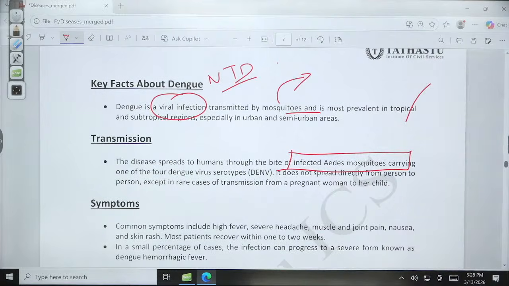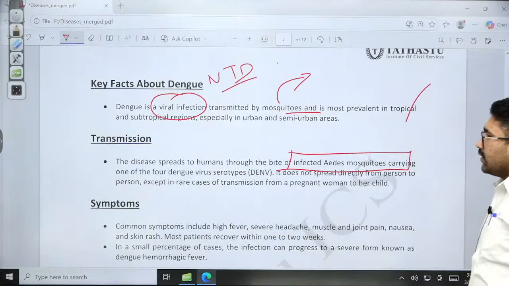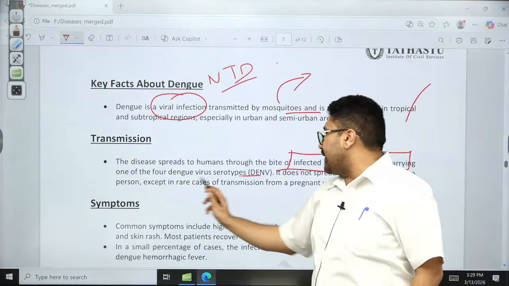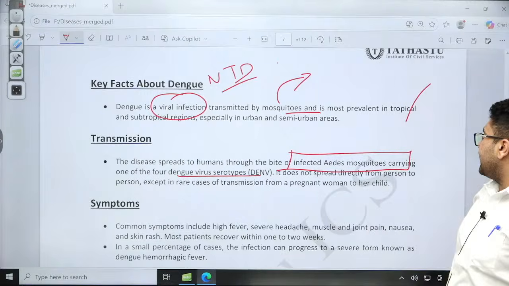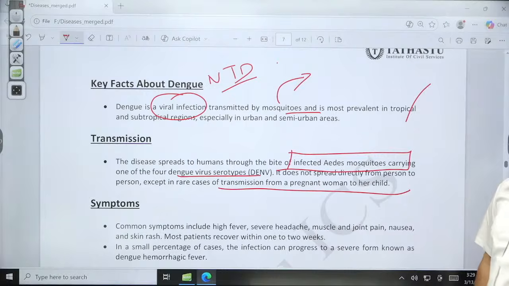Again, for the same reason, that the female requires the proteins that are found inside the blood of humans for laying her eggs. The disease spreads to humans through the bite of infected female Aedes mosquitoes carrying one of the 4 dengue virus serotypes. It does not spread directly from person to person except in case of transmission from a pregnant woman to her child. वही एक तरीका है ट्रांसमिशन का.